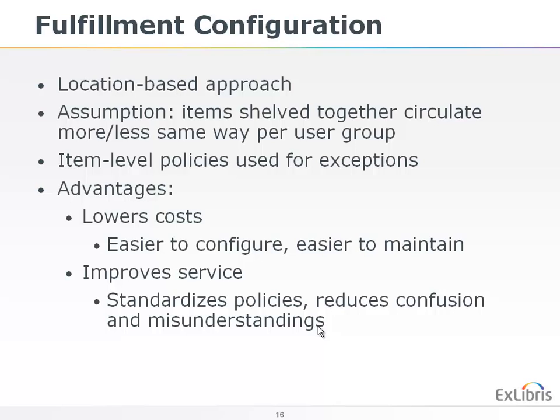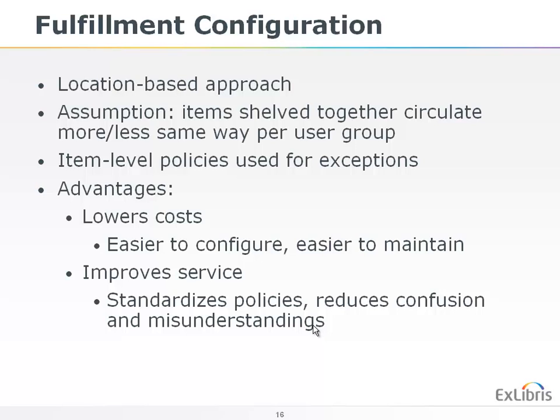Traditionally, fulfillment has been handled on an item-level basis. Each and every item receives a status or policy which, together with the patron status, is used to construct a matrix of applicable loan policies for each item based on its status, for example, due date, overdue fine, renewability, etc.